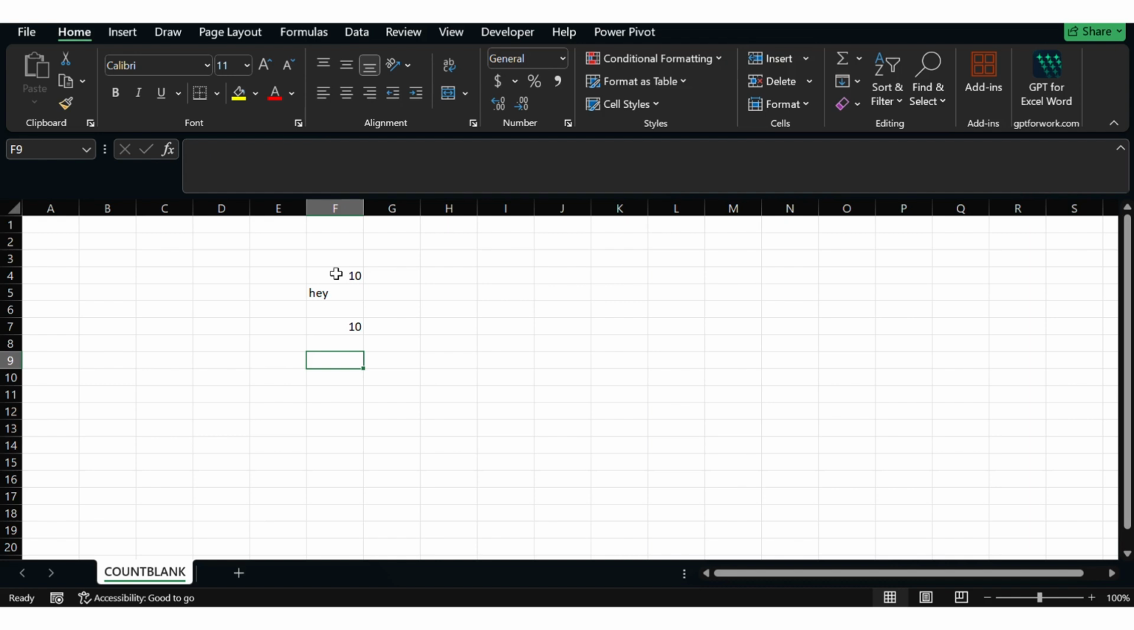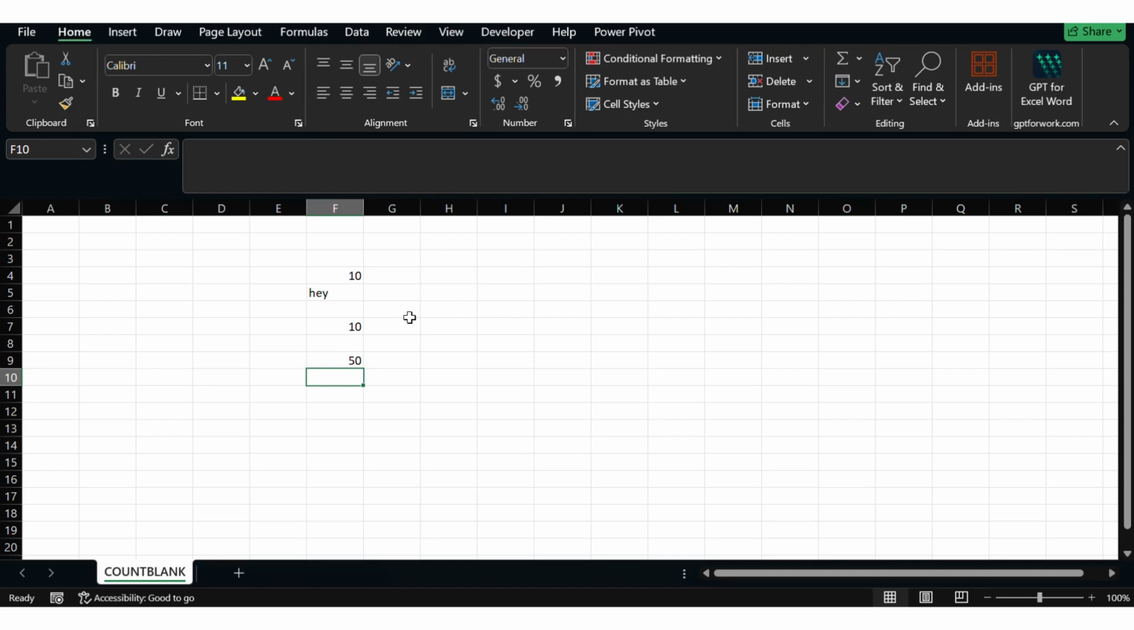Range. Let's say this 10, 50. So what the COUNTBLANK function simply does is that it counts the number of blank cells.